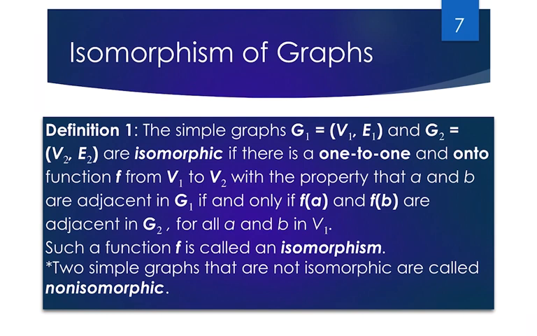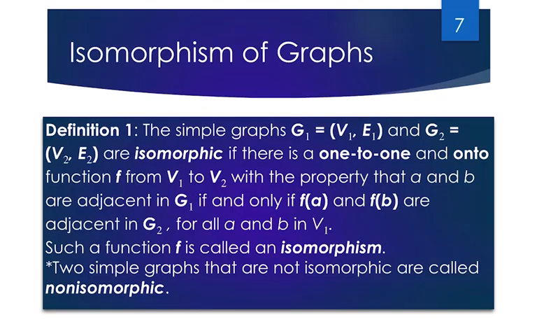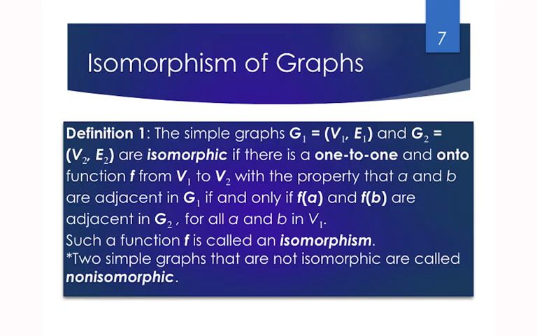So now let us take a formal definition of isomorphism. The simple graphs G1 and G2 are isomorphic if there exists a one-to-one and onto function f from V1 to V2 with the property that a and b are adjacent in G1 if and only if f(a) and f(b) are adjacent in G2. It preserves adjacency and non-adjacency. Such a function f is called an isomorphism. That was the mathematical definition of isomorphism.